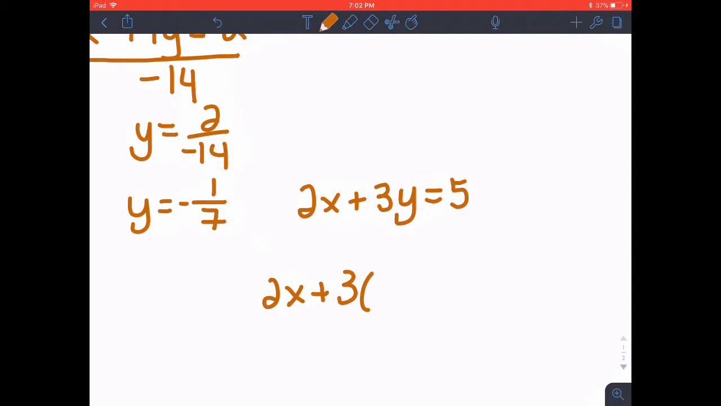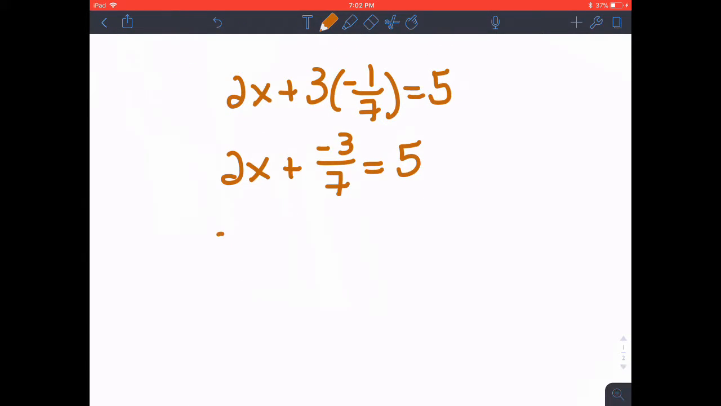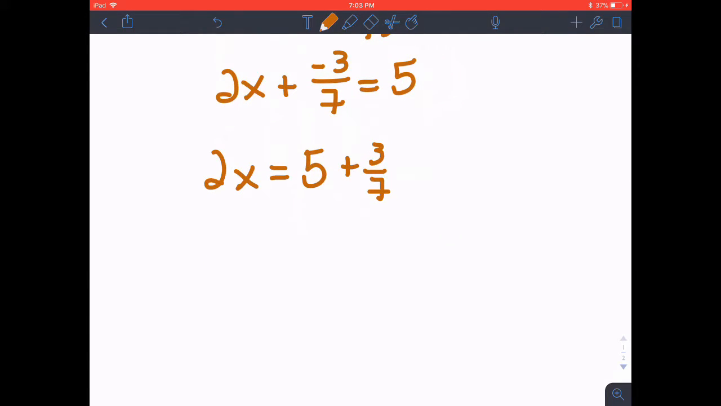So we get 2x plus 3 times negative 1/7 equals 5. And so when we solve that, we get 2x minus 3/7, or plus negative 3/7, however you want to see it, equals 5. And then if we add 3/7 to both sides of the equation, we get 2x equals 5 plus 3/7. And now to combine two fractions, you can either make it into an improper fraction, or you can take the 5 and make it have a common denominator.